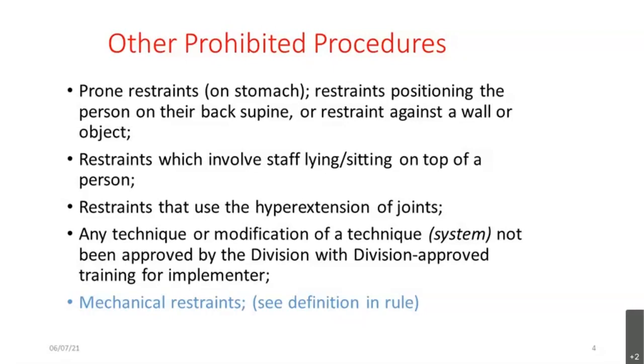And you should see the specific definition in the rule. There are some exceptions like devices that are used during medical procedures to hold people still, or like a cast that a person would wear to hold a limb in a certain position so it can heal. Those things are not mechanical restraints, but there are other things that are. We'll look at some specific examples that people don't often realize in a couple slides.